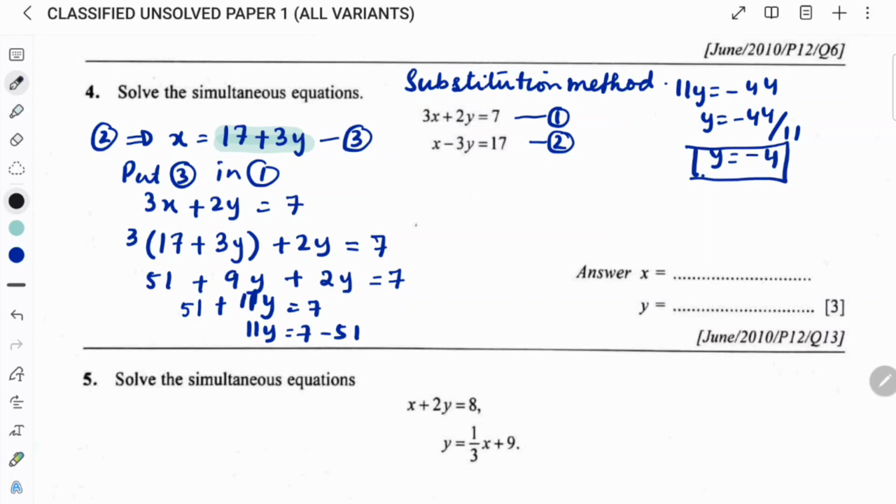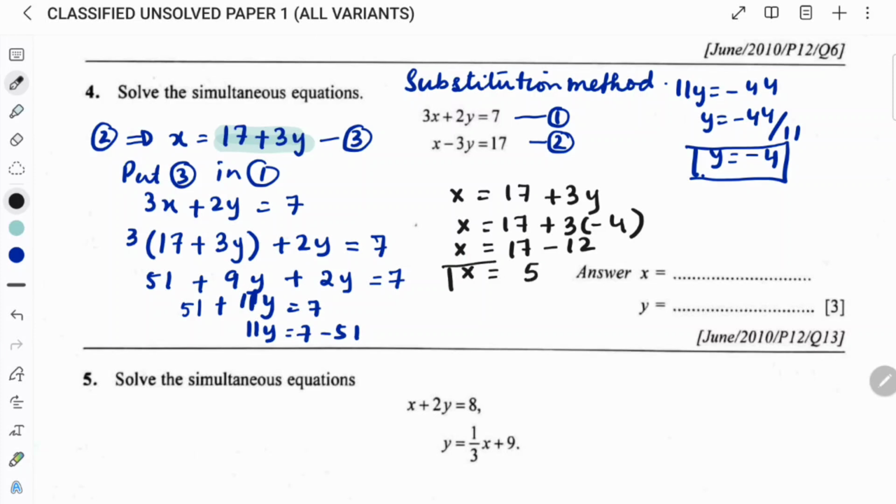For the second answer, we always substitute in the third equation because the subject is already made. That's the best thing to substitute in. The answer you get, substitute in the third equation. The third equation is x equals 17 plus 3y. So 17 plus 3 times minus 4, because y is minus 4. 17 minus 12 equals 5 positive, because 17 is the greater number. So x equals 5 and y equals minus 4. So this is the substitution method.